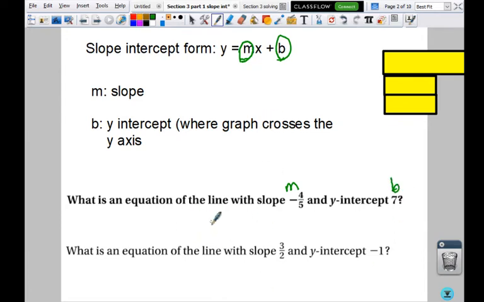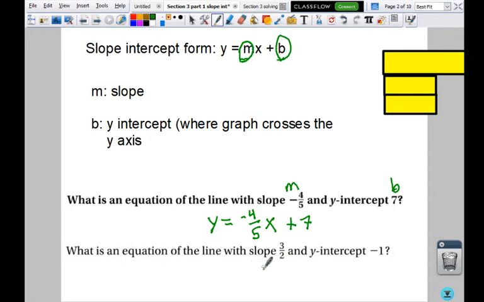So if I'm going to make that equation, I'm going to go y equals, and instead of m, I'm going to go negative 4 over 5, because that's what my m equals. And then right next to it, I go x. Like that. And then I'm going to go plus 7, because b is 7. That's my y-intercept, where it crosses my y-axis. That's all it takes to make an equation. You fill in m, you fill in b, and then you make sure you keep your x and y in there.